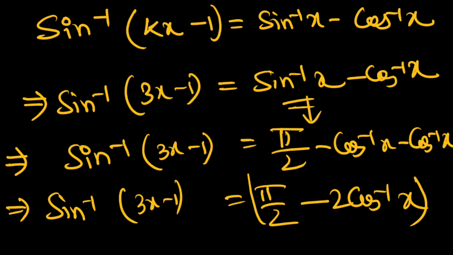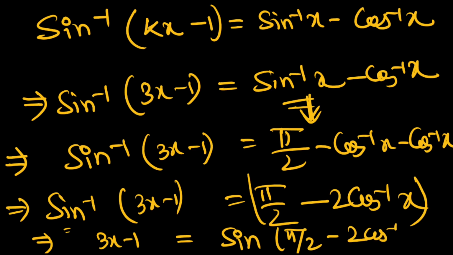Because if we take sine on both sides, then we get 3x minus 1 is equal to sine of (pi by 2 minus 2 cos inverse x). The sine function changes at pi by 2, so we get a function of cos. That's why we replace sine inverse x here. Therefore 3x minus 1 is equal to sine of (pi by 2 minus 2 cos inverse x).